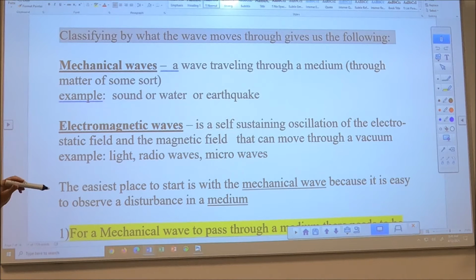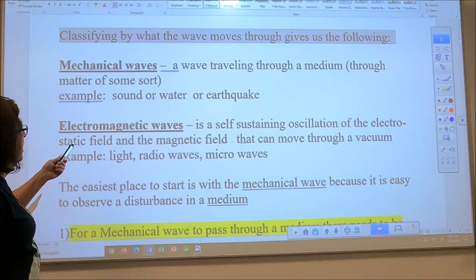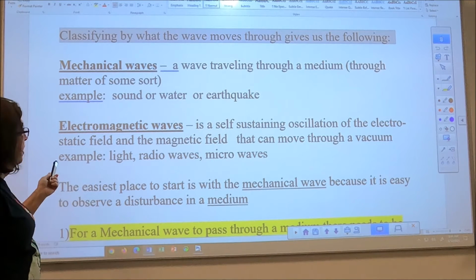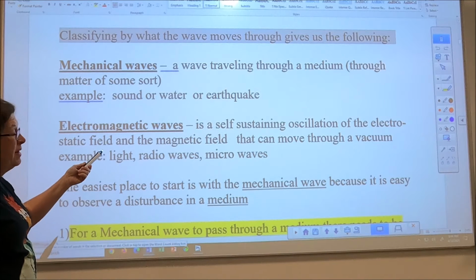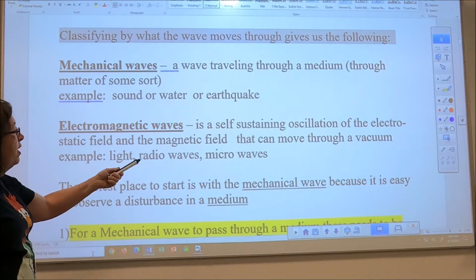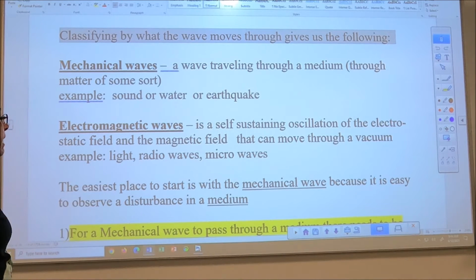Electromagnetic waves are the self-sustaining oscillation of the electrostatic field and the magnetic field that can move through a vacuum. Okay? So here that pesky field pops up again. We have an oscillation in the electrostatic field and the magnetic field. And this is that disturbance in space that doesn't need a medium. Now, light waves, radio waves, microwaves, gamma waves are all electromagnetic.